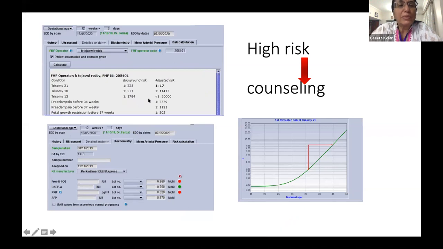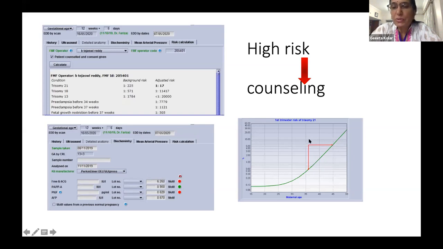But supposing the risk is more. Again, you have this mother where her background risk is 1 in 225. But because the NT is high, you have a risk of 1 in 17. That means she has a high risk. And why is this risk high? You see that the beta-HCG is 6.26 MoM. And this has increased her risk for trisomy 21.